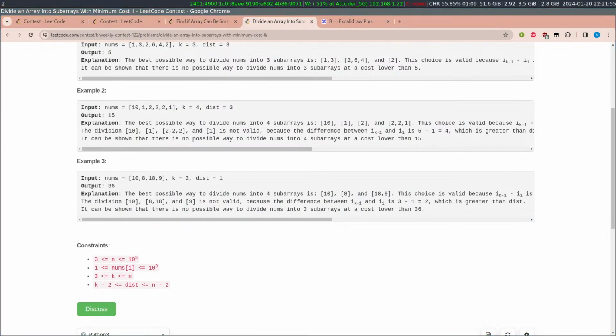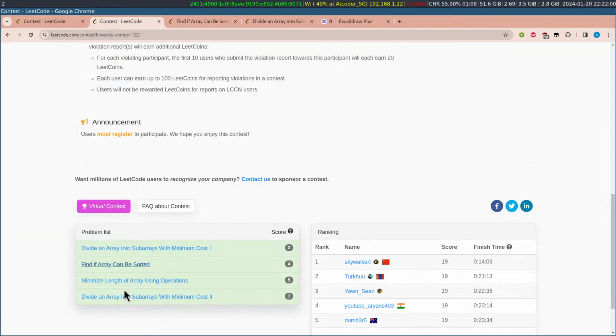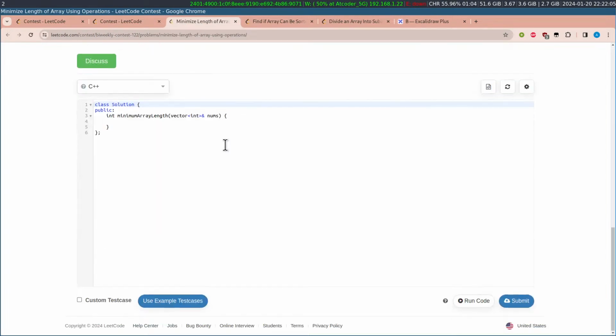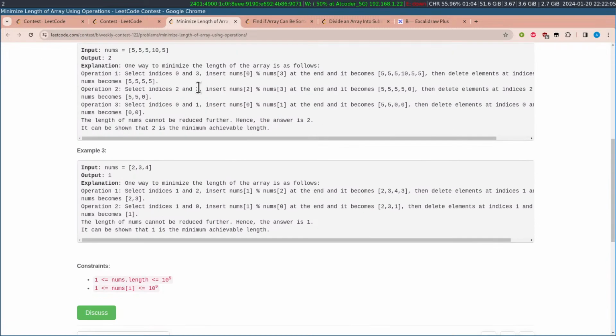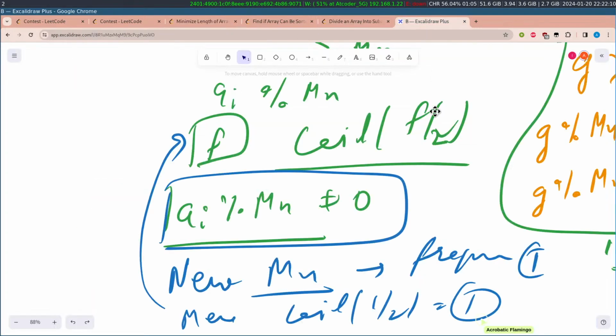Okay, can you please quickly summarize the question 3 code? Yeah. Like the question 3 code, we had two observations first.